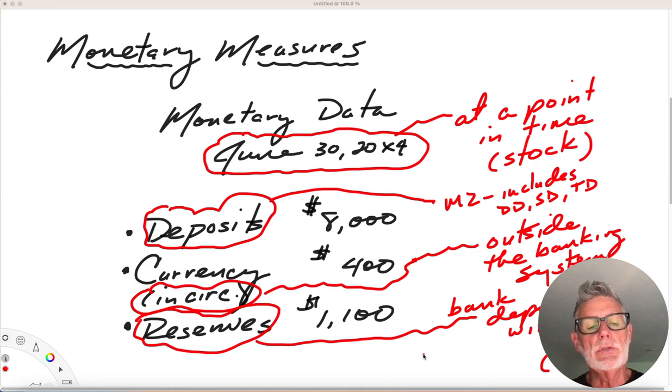Reserves not only include vault cash, but reserves also include any bank deposits with the Fed. So banks can actually have accounts with the Federal Reserve System, which is the central bank, and any funds in those accounts are electronic measures. It's not paper. A deposit, remember, is electronic. So banks actually bank with the Federal Reserve System, and if they have funds on deposit with the Fed, those are considered to be reserves.